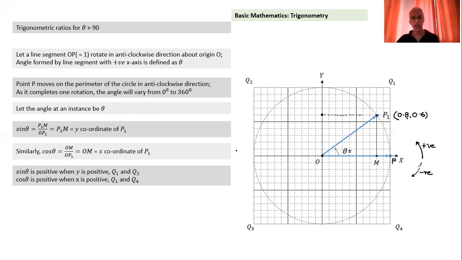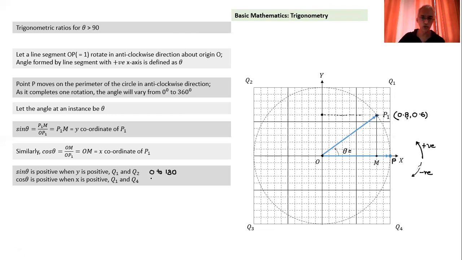is positive, and since the y coordinate is equal to sine theta, it means that in the first and second quadrant, sine theta is positive. Or we can say for angles 0 to 180, sine theta is positive. How about cos theta? Cos theta depends on the x coordinate, and the x coordinate is positive in the right half. The upper half is where the y coordinate is positive. What does right half mean? Right half means first quadrant and fourth quadrant.